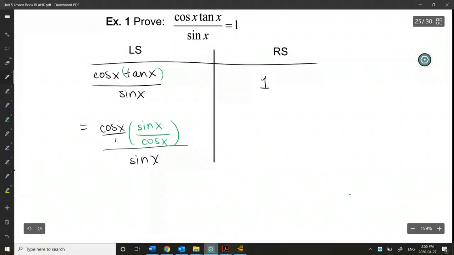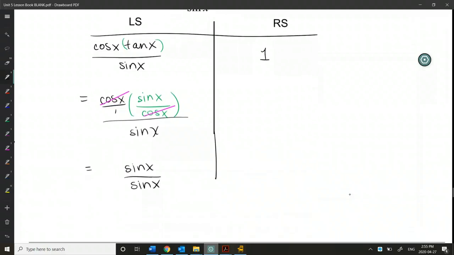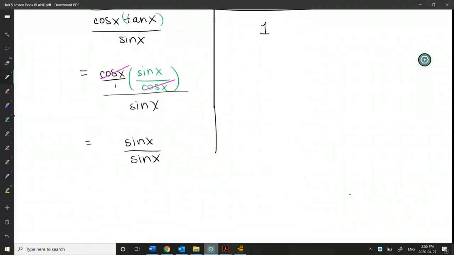And remember that cos x is technically over 1 here. So I have a cos x on top being multiplied with a fraction where cos x is on the bottom. These can actually cancel, and all that I'll be left with here is sine x over sine x. And what's anything divided by itself? Well, 2 divided by 2 is 1. x divided by x is 1. So sine x divided by sine x must also be equal to 1.